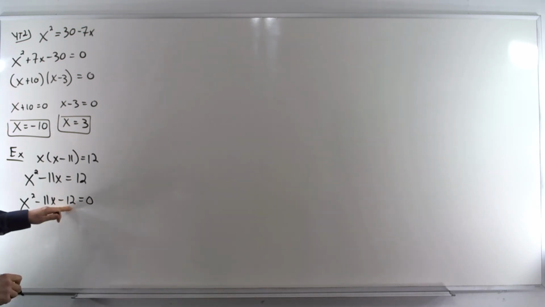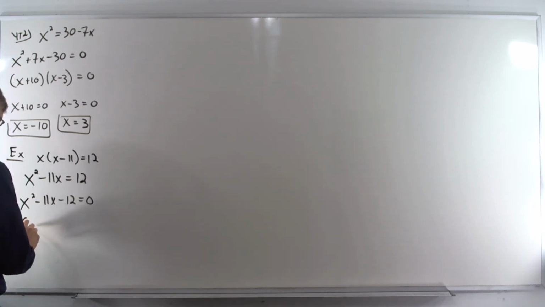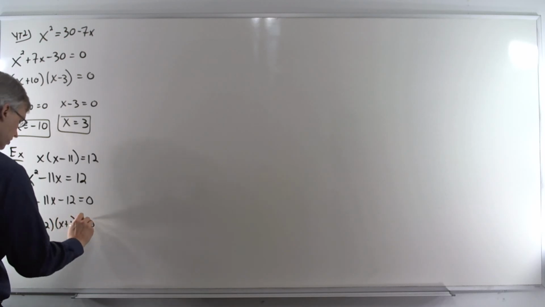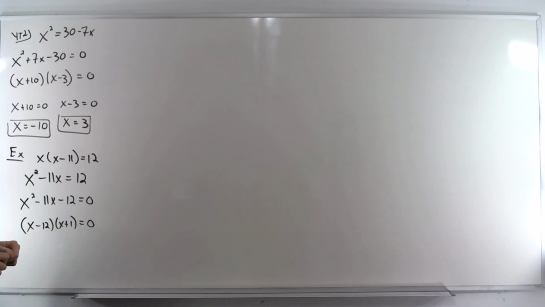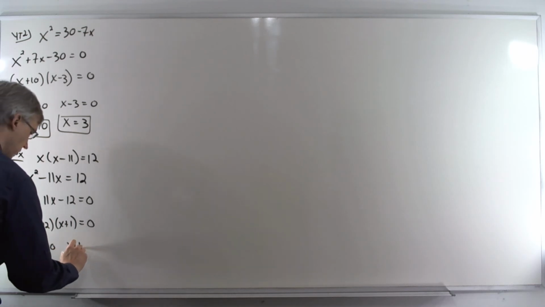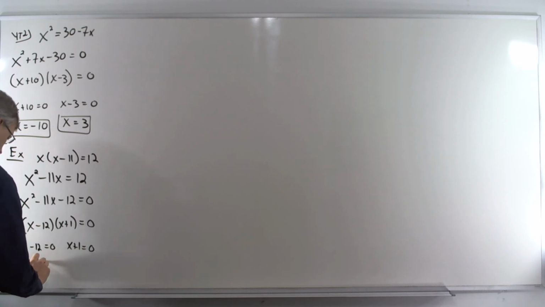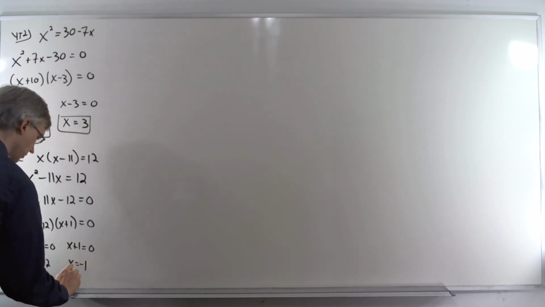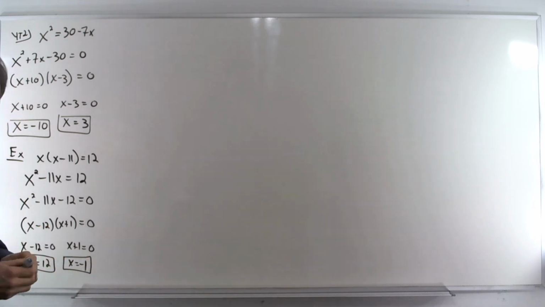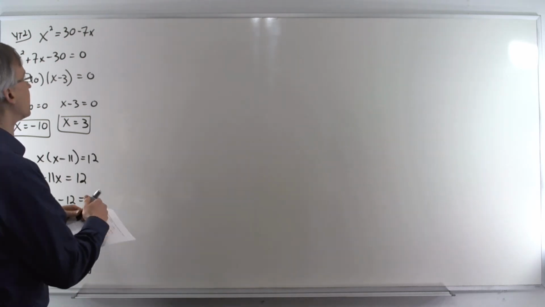Factoring this, we need two numbers to multiply to get negative 12 and add to get negative 11. That'll be negative 12 and 1. So that factors into (x - 12)(x + 1) = 0. And now we can split them up. So they're both equal to 0. And x = 12 and x = -1. Your turn, number 3.